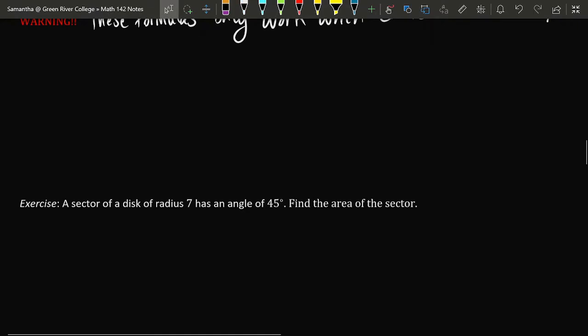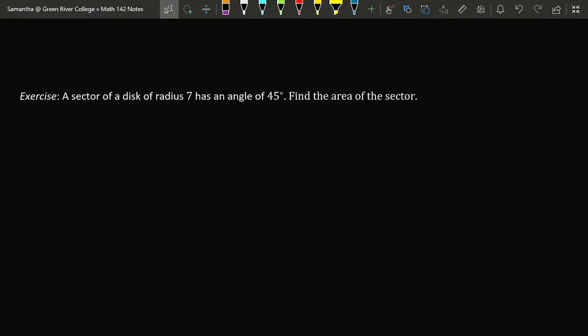Now, for an example of something that you don't want to do, suppose that I gave you the following exercise: sector of a disk, radius 7, central angle 45 degrees, find the area of the sector. This is wrong.